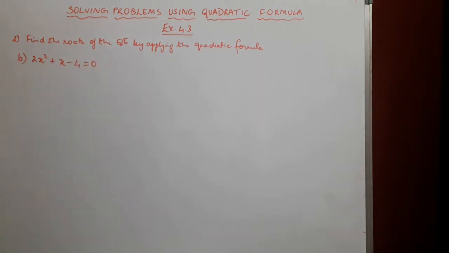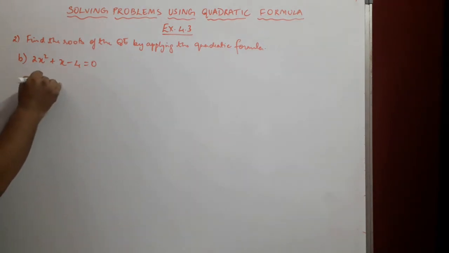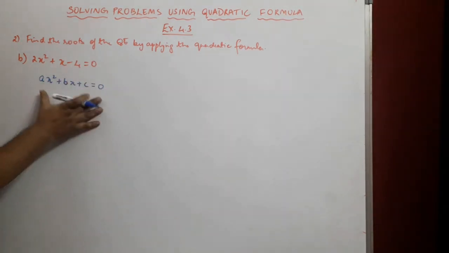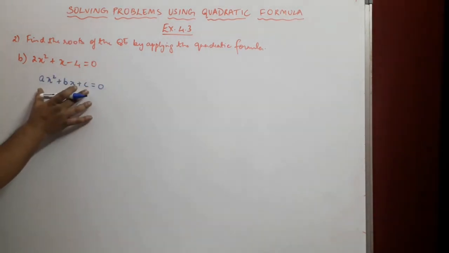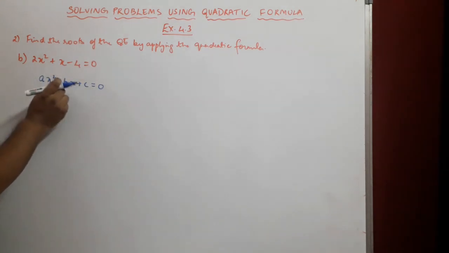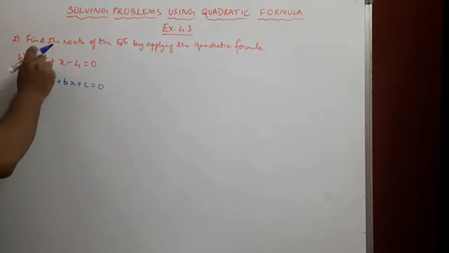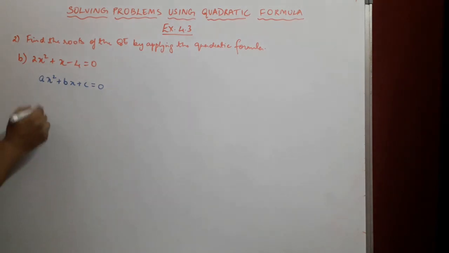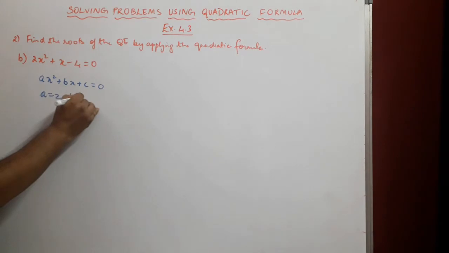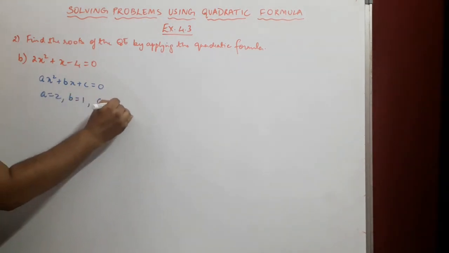Our next problem is 2x square plus x minus 4 equal to 0. So what we'll do is we'll compare it with our general form, ax square plus bx plus c equal to 0. It is a good habit, practice, to always write down the general form of the quadratic equation. This helps us to compare the coefficients of the variable x or any of the variable that is there with that of the given quadratic equation. So a is equal to 2, b is equal to 1, and c is equal to minus 4.